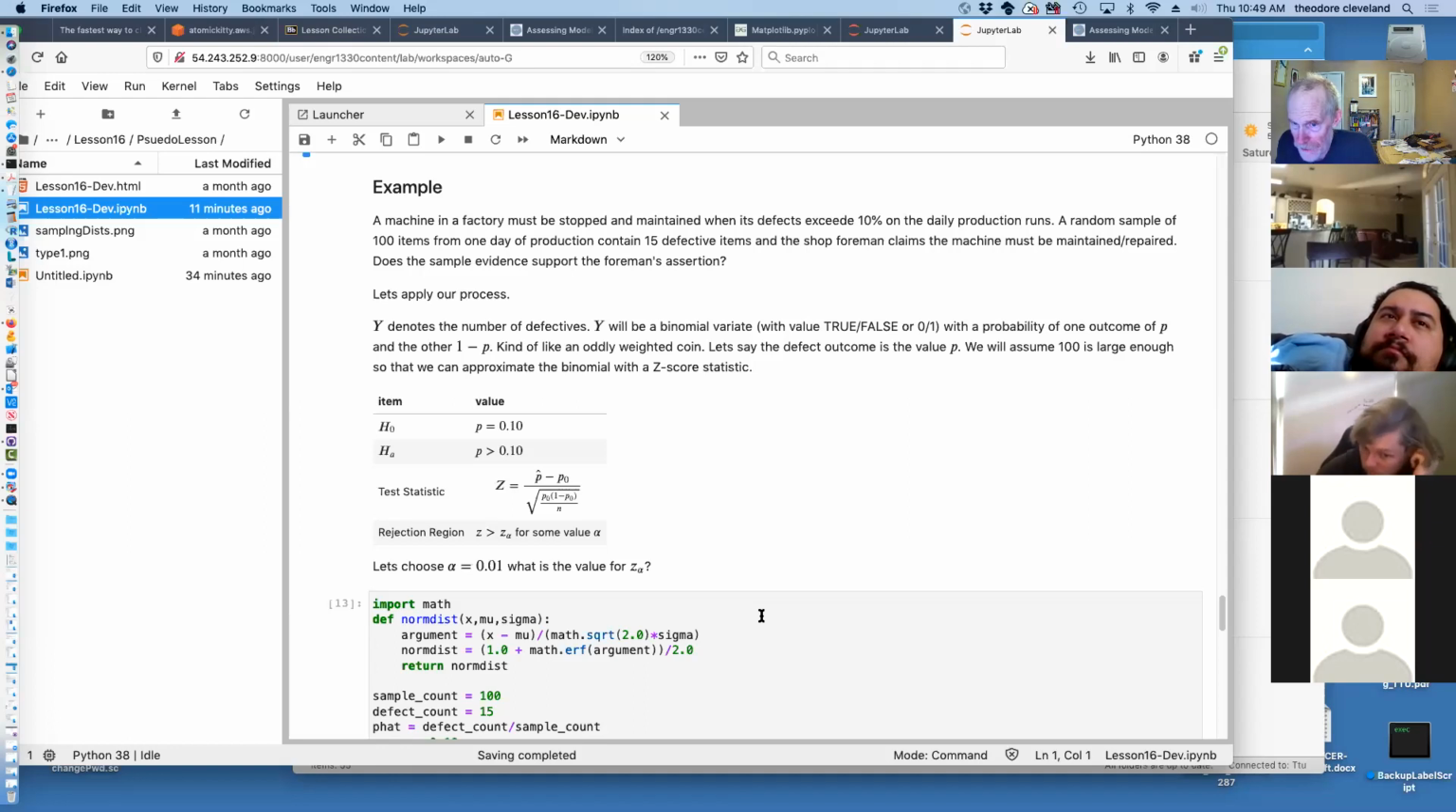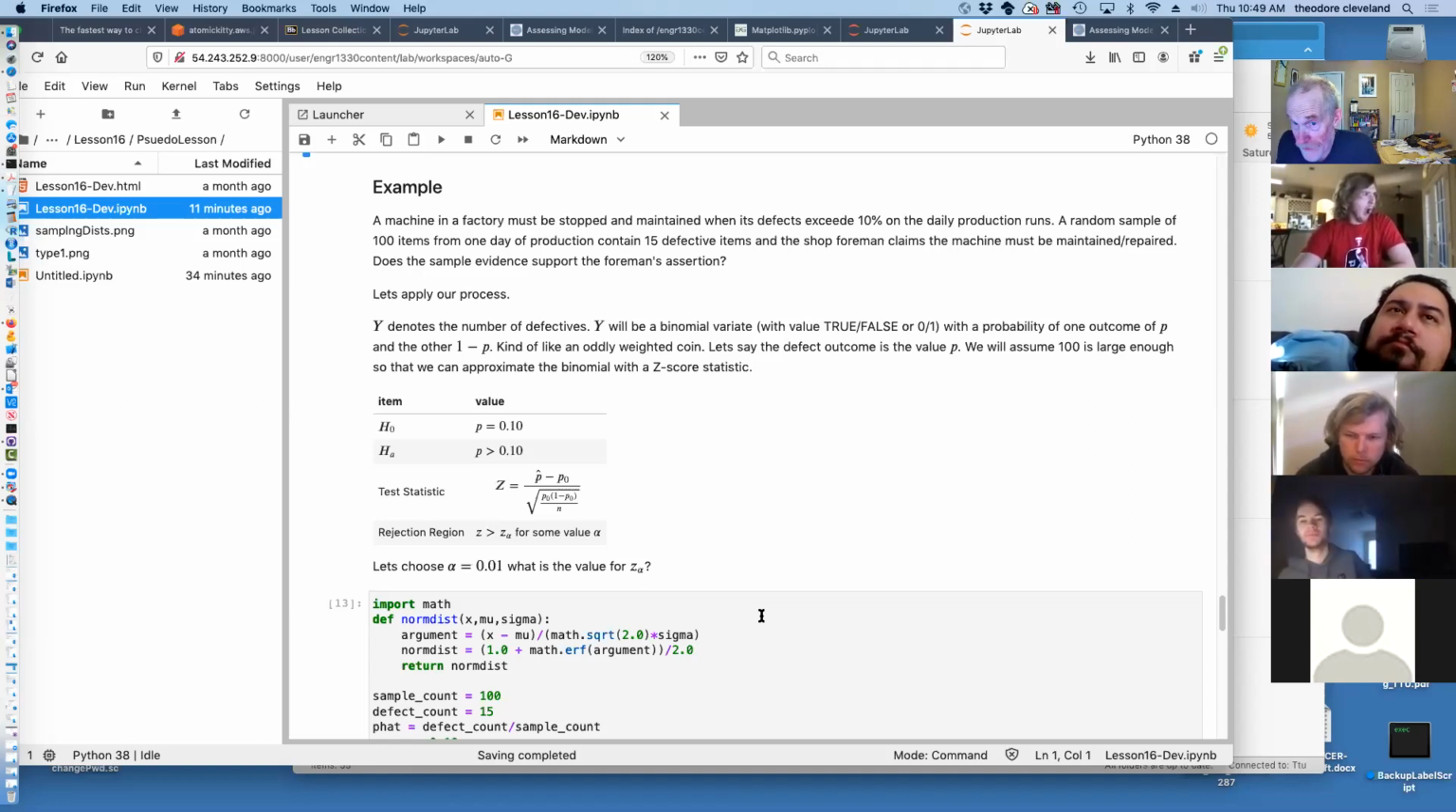We'll let Y denote the number of defects. Y is going to be a binomial variable, so it has a value of true or false, or 0 or 1, with probability of one outcome of P and the other outcome 1 minus P. So think of it as an odd coin, a tricky coin that doesn't come up heads 50% of the time, but only comes up heads P percent of the time and tails 1 minus P percent of the time.